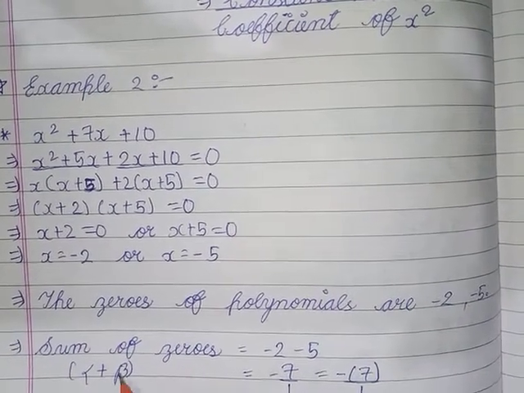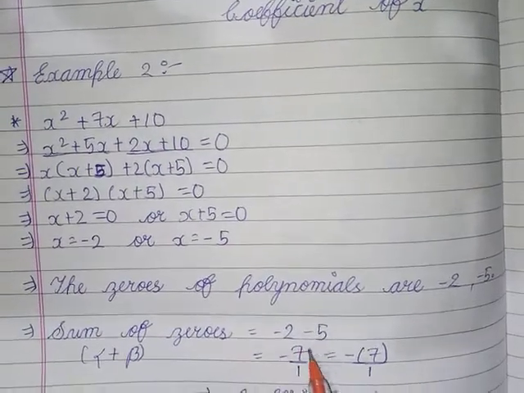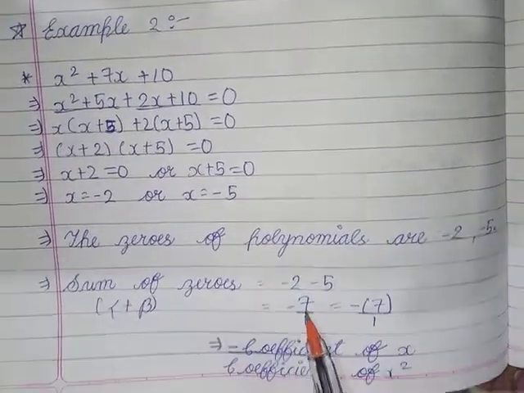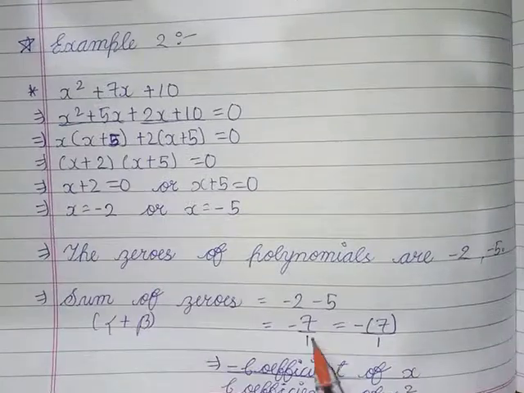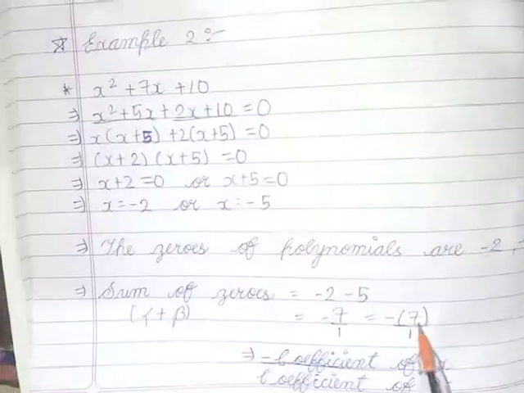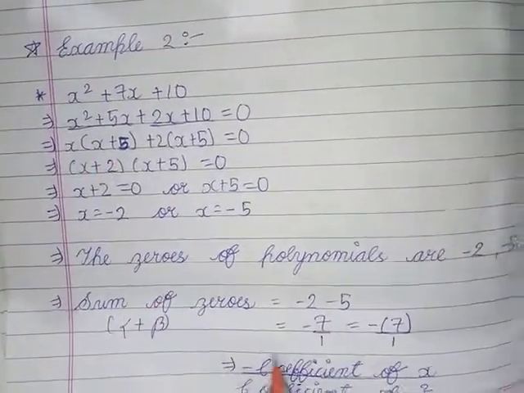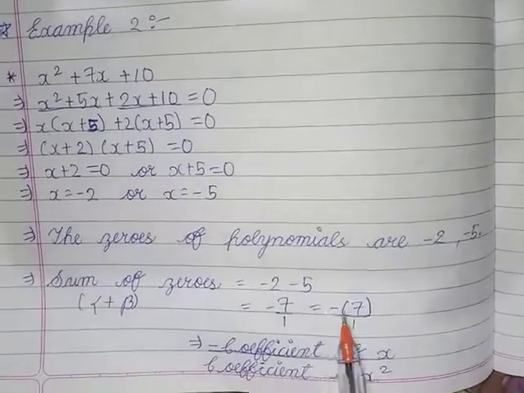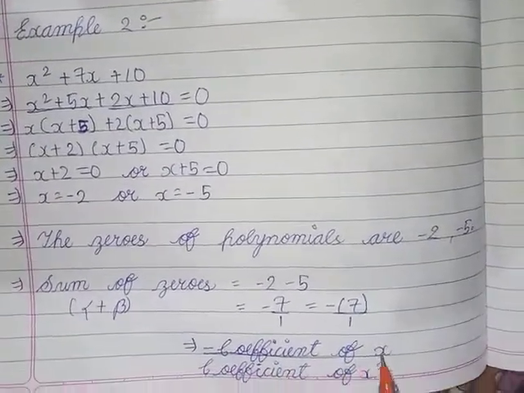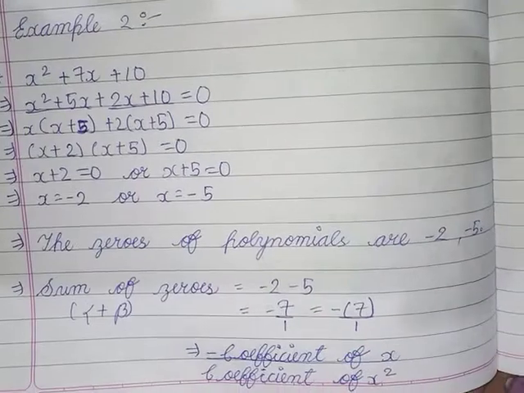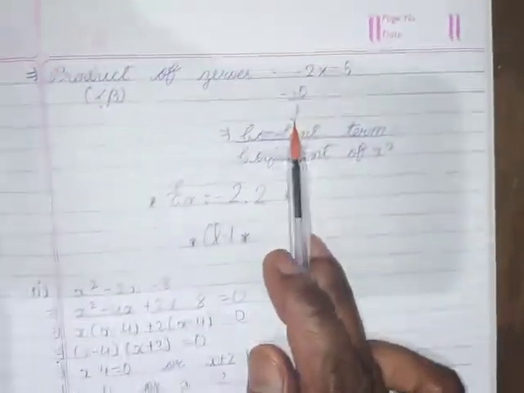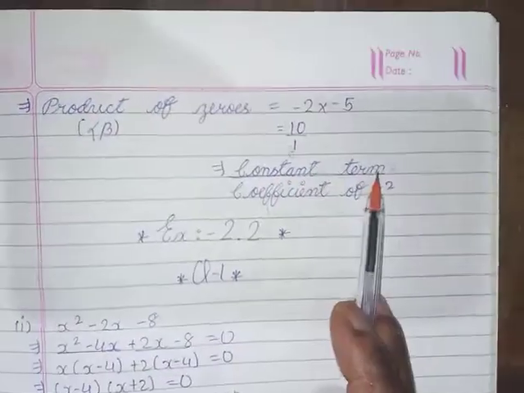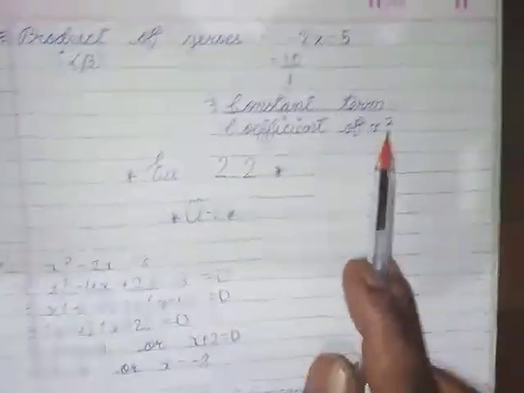So the sum of zeros, alpha plus beta, is minus 2 minus 5, that is minus 7. What is minus 7? Minus, you have to take it out. And 7 is the coefficient of x, and 1 is the coefficient of x square. So we can write minus coefficient of x upon coefficient of x square. Product of zeros: minus 2 into minus 5 is 10. What is 10? Constant term. What is 1? Coefficient of x square.